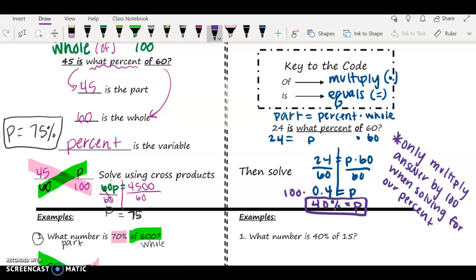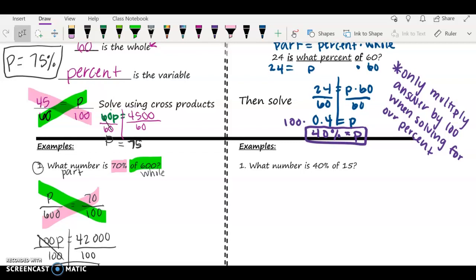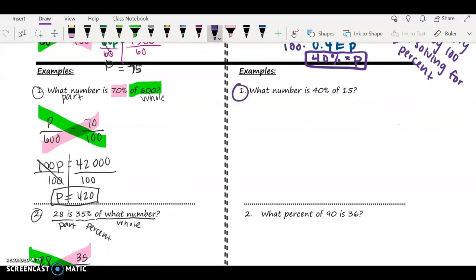So once you're done writing that down, I want you to do examples 1 and 2 using our equation method to find our part, percent, and whole.